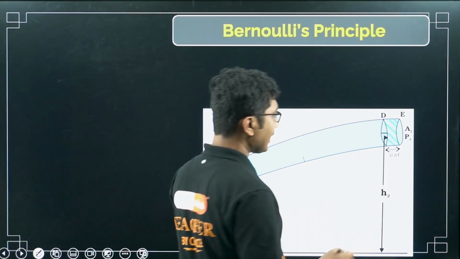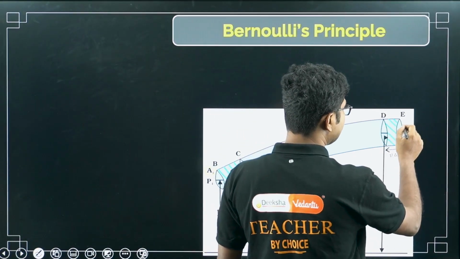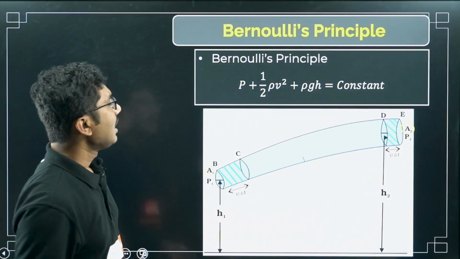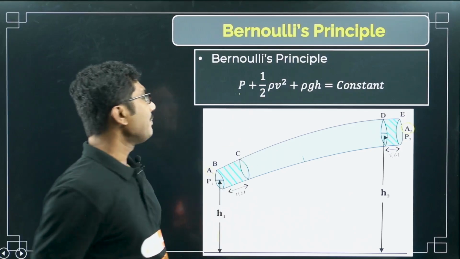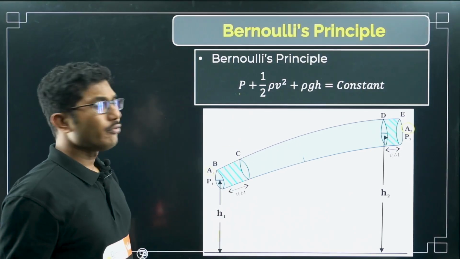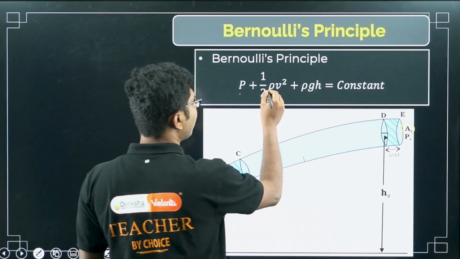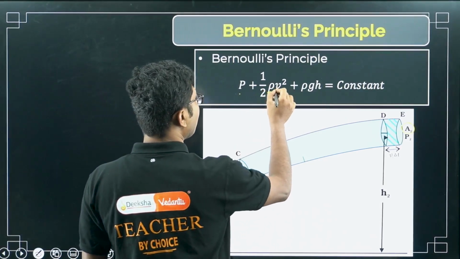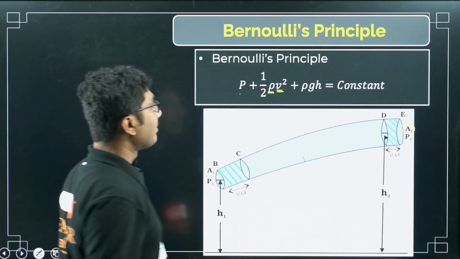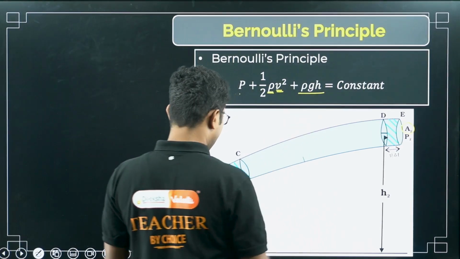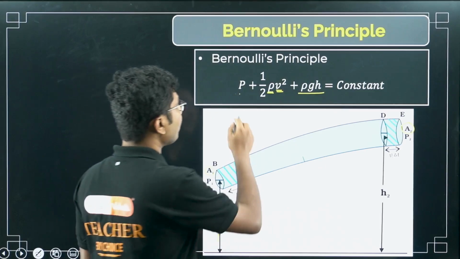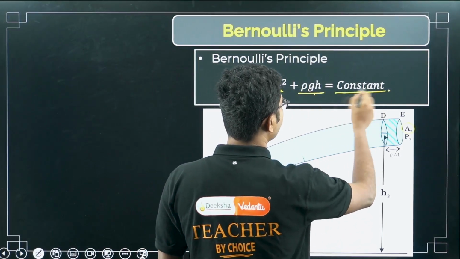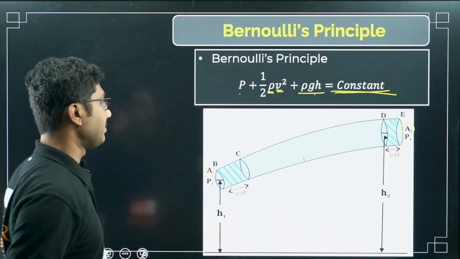Okay, and height of this is h2, area is a2. Don't go into the derivation, just the formula is sufficient. Then we can write that P plus half rho v square, where rho is the density of the fluid, v is the velocity of the fluid, plus rho gh, h is the height. So P plus half rho v square plus rho gh is constant. This is Bernoulli's principle.